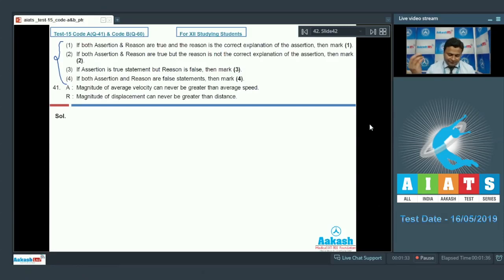Here is question number 41 everyone. Assertion: magnitude of average velocity can never be greater than average speed. Now we know that the average velocity is always less than or equal to average speed. So therefore we can say that assertion is completely true.